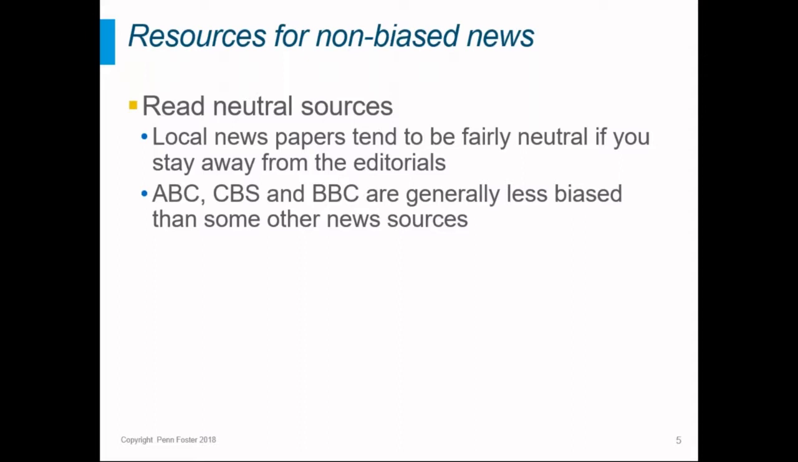If you don't have time to read several articles, you can avoid really biased news sources and instead read neutral sources. Local newspapers tend to be fairly neutral as long as you stay away from the editorials. And ABC, CBS, and BBC are generally considered less biased than some other news sources.